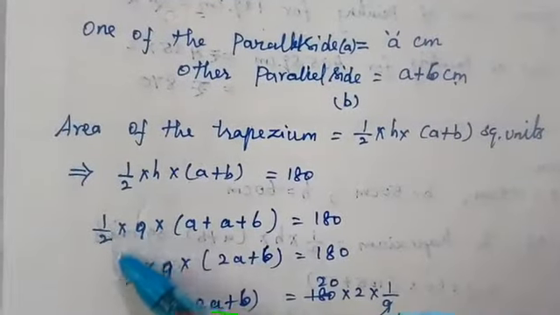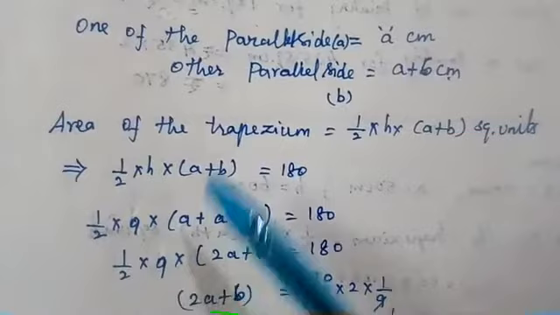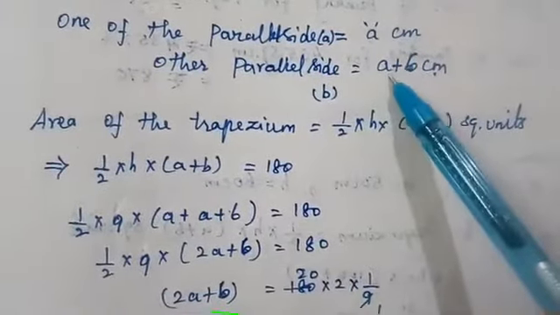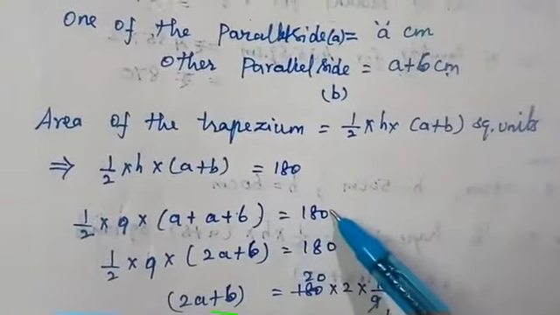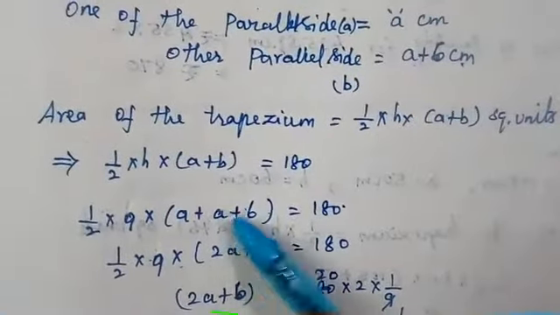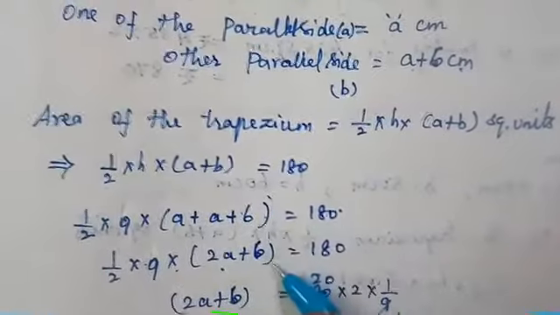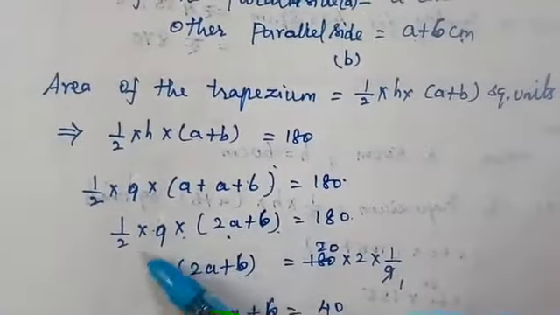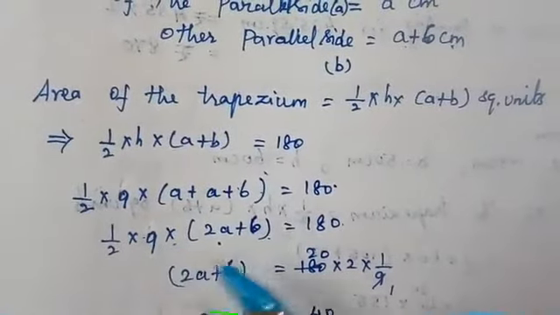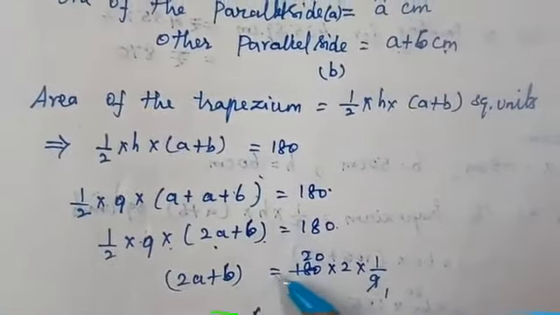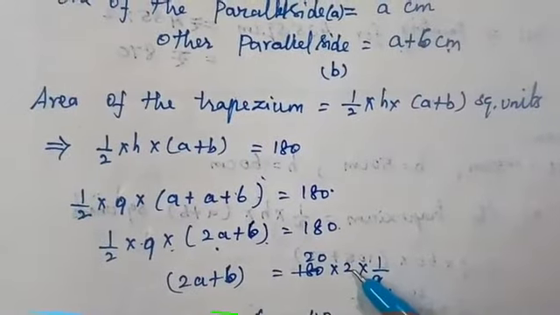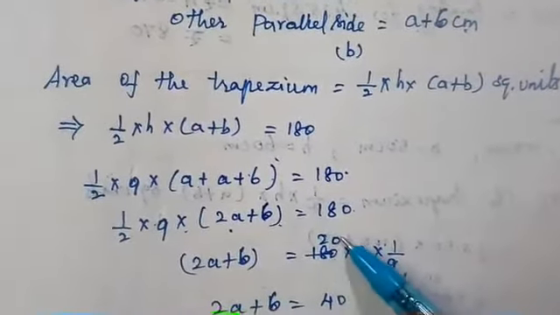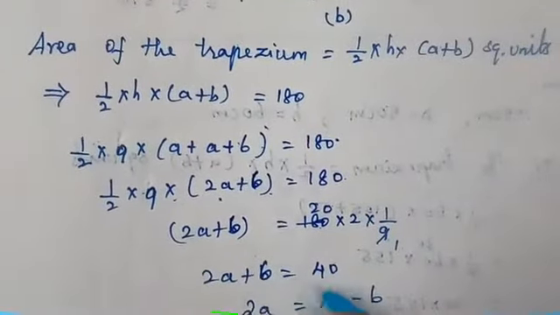Now substitute the values: H value is 9, A value is A, B value is A plus 6, equal to 180. So half into 9 into, A plus A is 2A, plus 6, is equal to 180. Now transpose these to the right hand side: 2A plus 6 is equal to 180 into 2, 1 by 2 becomes 2, 9 becomes 1 by 9, and 9 twenty times is 180. So 2A plus 6 is equal to 40.